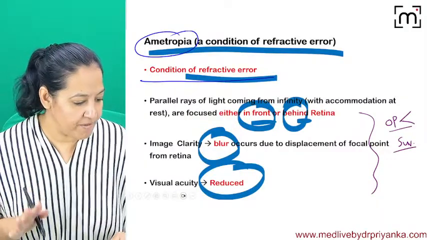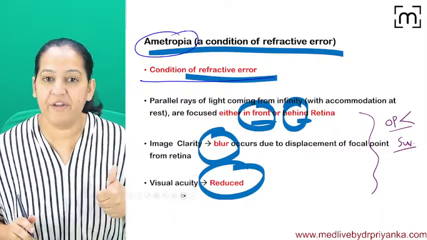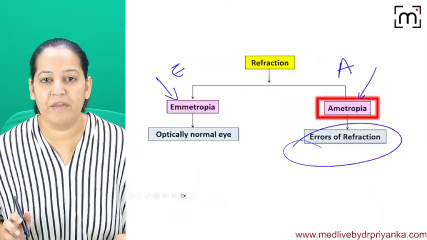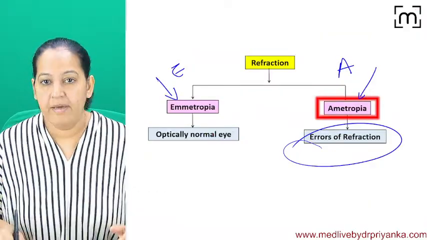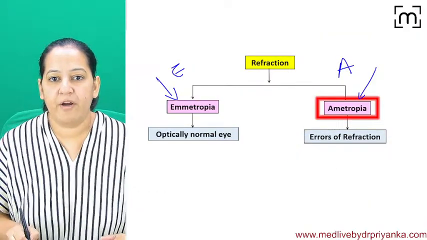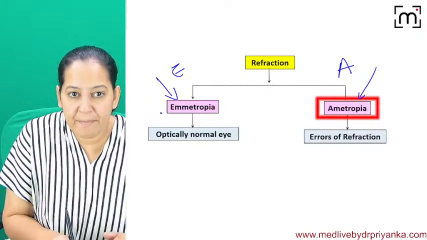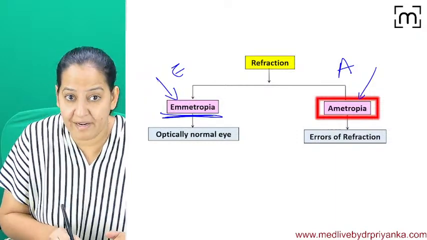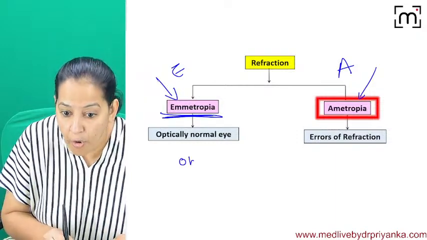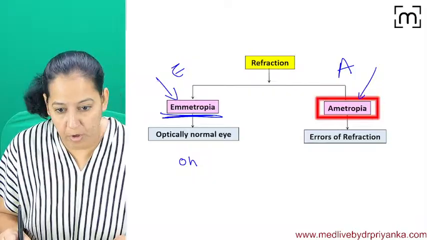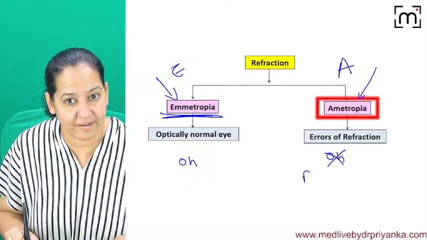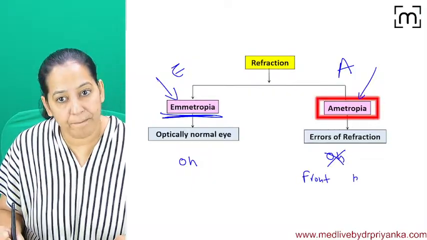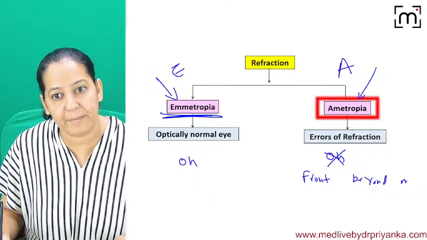That is Ametropia. How many of you got it? Everyone give me a thumbs up. What is Ametropia versus Emmetropia? You tell me the difference. In Emmetropia, when the parallel rays are coming, the image is formed on the retina. Here the image is not formed on the retina. It is either in front of the retina, or beyond the retina, or at multiple meridians.